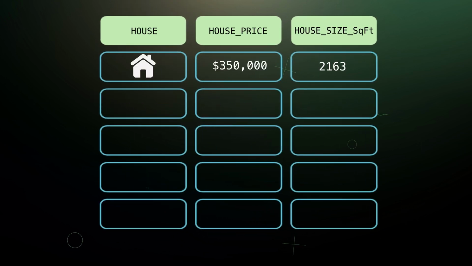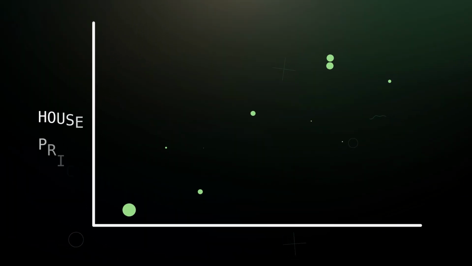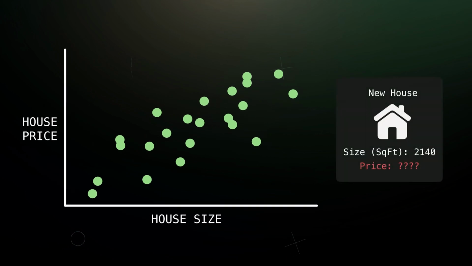Let's say we have data on houses, including their size and price. Let's plot those two variables on a chart. Now, let's say we have a new house that we know the size of but not the price. We want to use the size of the new house to make a prediction on the likely price using a linear regression model. So let's do that.